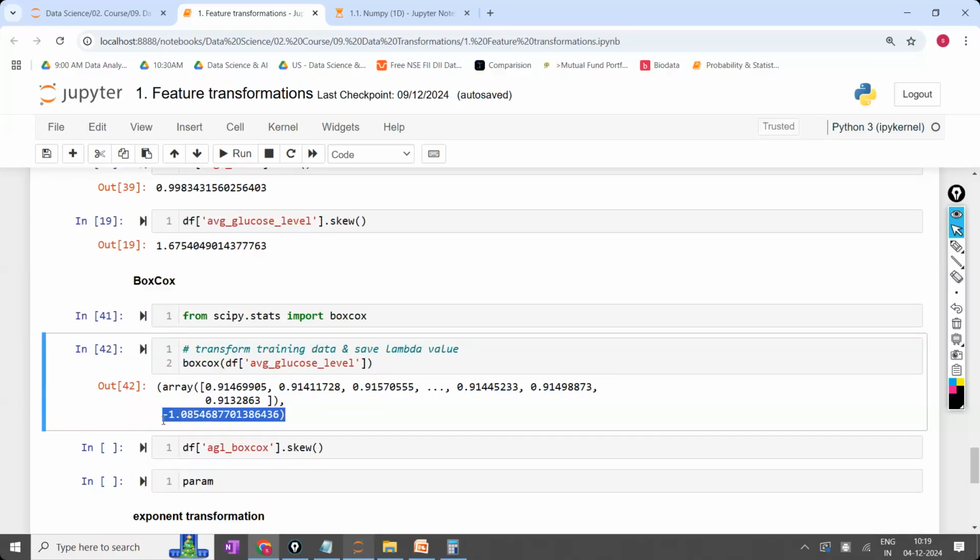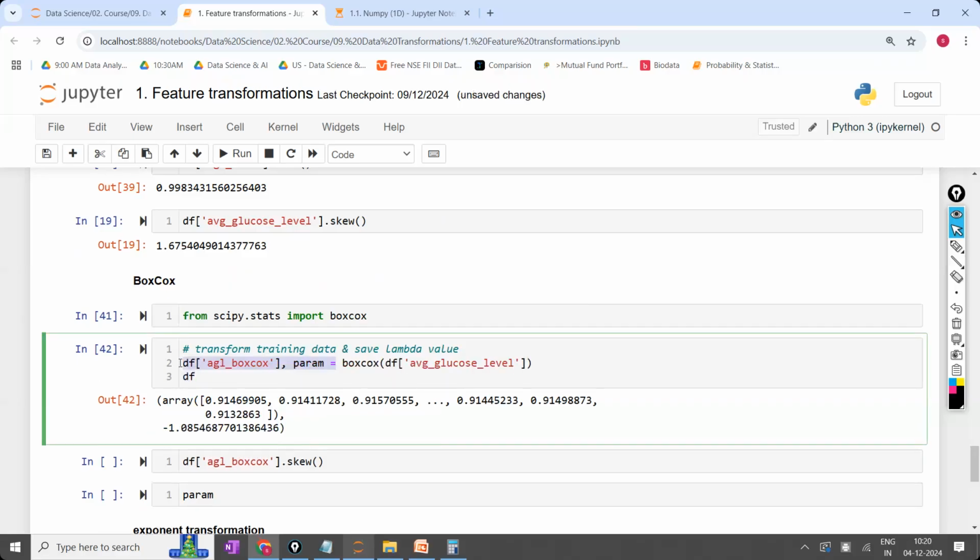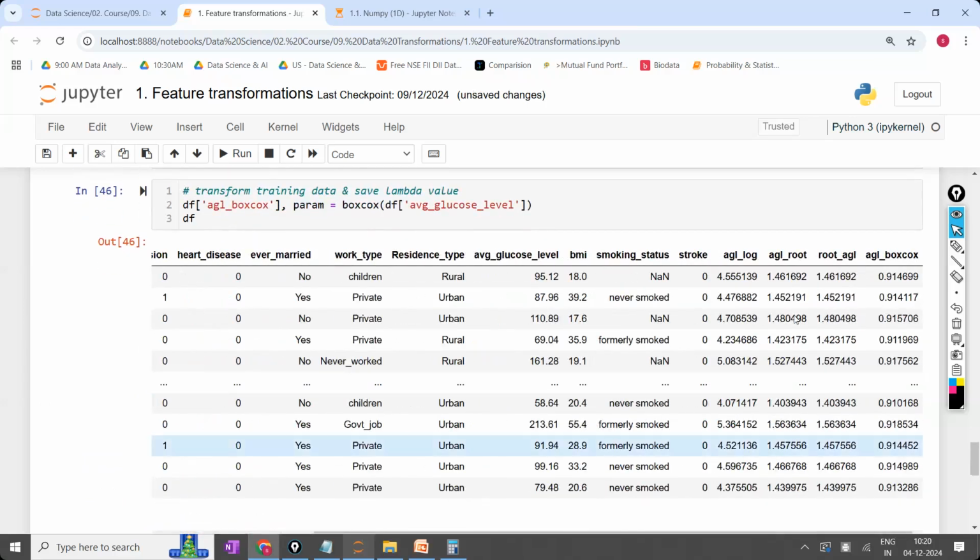When it is returning two values, how many variables are required to store them? On the left side, two variables or a single variable? If you write a single variable on the left side, it is going to store as a tuple. If you write two variables on the left side, the first one will be stored in the first variable, the second one will be stored in the second variable. So here on the left side I'm writing two variable names. One is a new column name, the second one is a variable called param. Now the transformed data will be stored in this column, the lambda value will be stored in the param. So see, like this it is going to create a new column which is the transformed data.